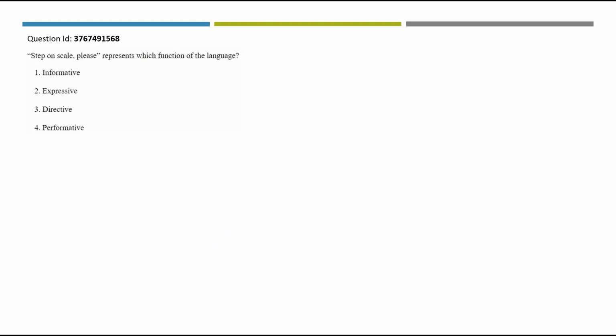Next question, step on scale, please, represents which function of the language? So they have given 4 functions in the options: informative, expressive, directive and performative. Directive language is used to give commands, requests or instructions to someone to perform a particular action. Directive language applies to commands as well as requests along with instructions. So what is step on scale, please? Please is a request. So we are going with option number 3, directive, as the right answer.